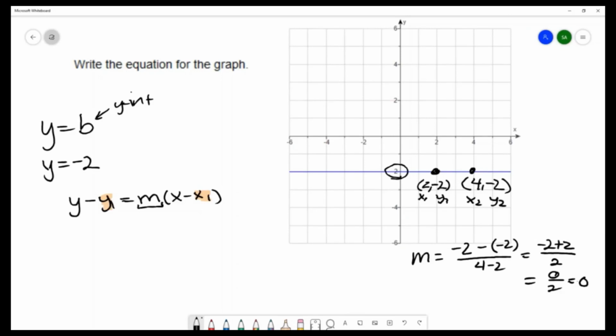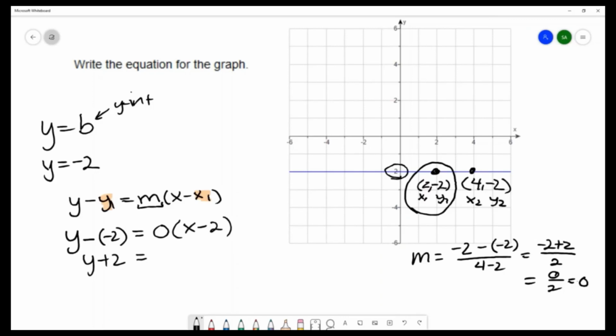So I'll use this point here. That's y minus -2 equals a slope of 0 times x minus 2. Y minus a -2 is y plus 2. 0 times x minus 2 is 0. And then I'll subtract 2 on both sides to get y equals -2. So we get the equation of the line that way.